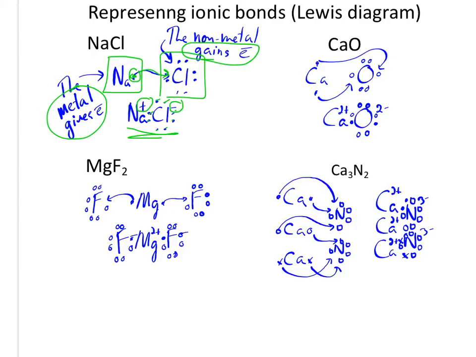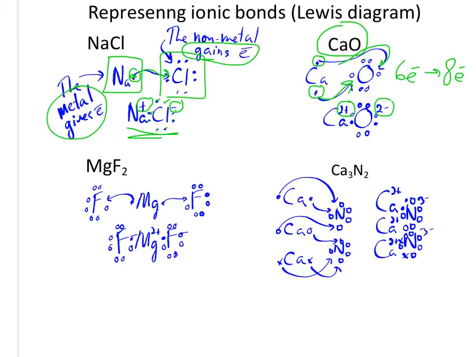Next example, CaO, so calcium oxide. Calcium is in group 2, and it's a metal, so 2 valence electrons, so it must give away both electrons. And oxygen has 6 valence electrons, so to be like a noble gas, it must get up to 8 electrons, so it's getting those 2. So in the end, you have Ca2+ and oxygen 2-.